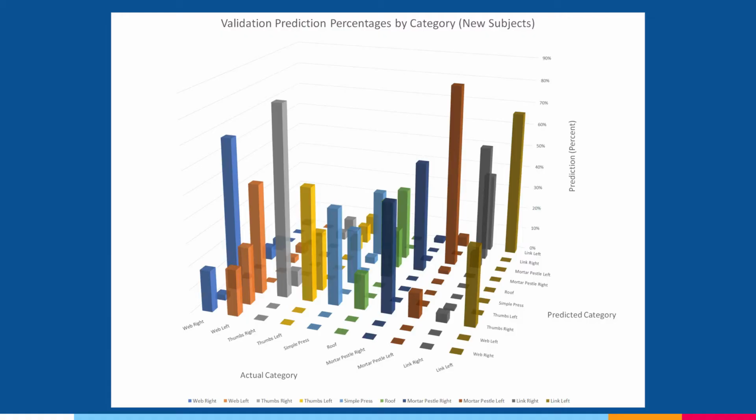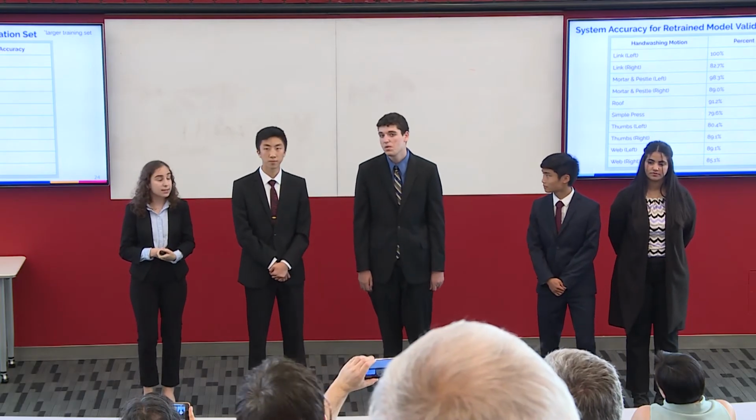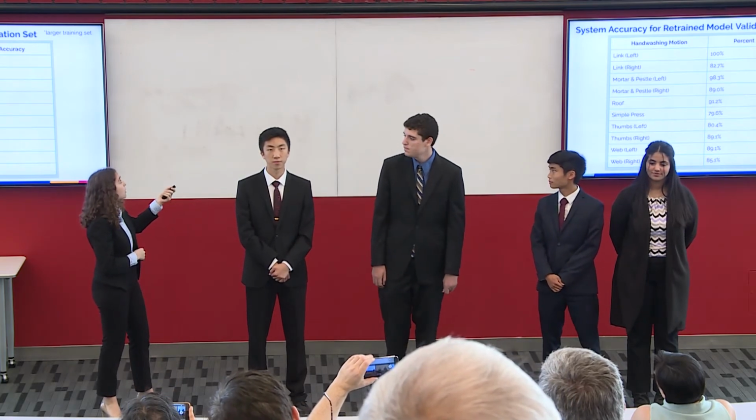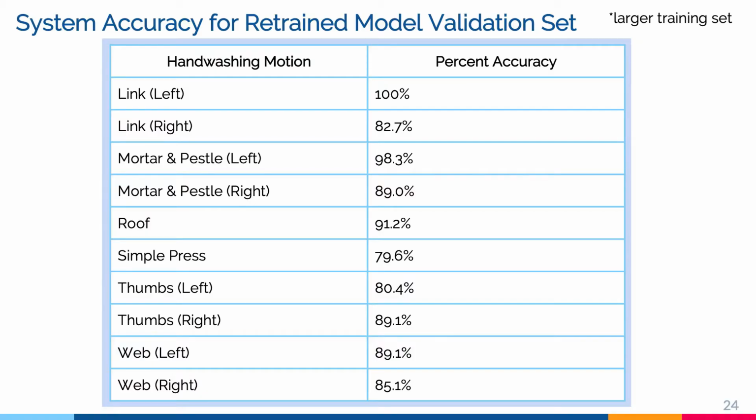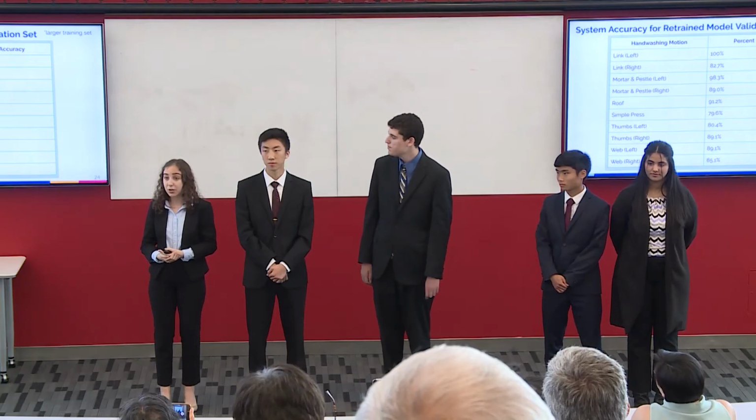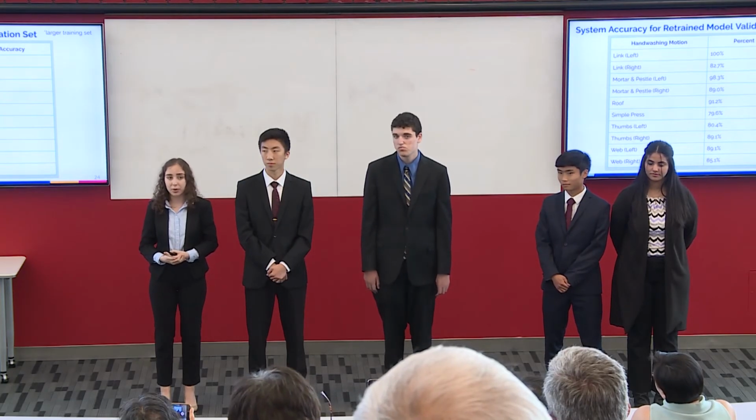I'll show the distributions here. Again, it was much more varied, with some of the images being classified under the wrong category, particularly with the link and thumb motions. After we retrained the model and added many more images to the training set, you can see that the accuracies are again much higher, above 75% for all of the categories. The average accuracy returned by the retrained model was 88%, which is successful, and that was the cue to actually deploy the model so we can get real-time inference.